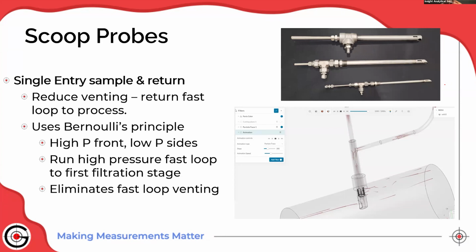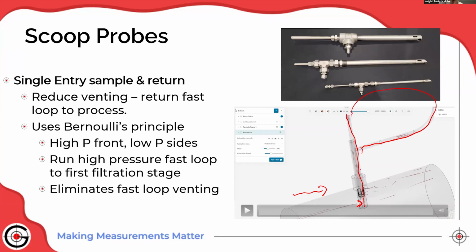So what we developed was instead a sample probe that uses the kinetic energy of the flowing fluid to create differential pressure and force flow through the system. So if product is flowing along and down this pipeline, when it impacts on this scoop part, it creates a high pressure, and that forces flow out through a central tube, which can come and return back around, flow in an annulus, and return back to the process on the sides.